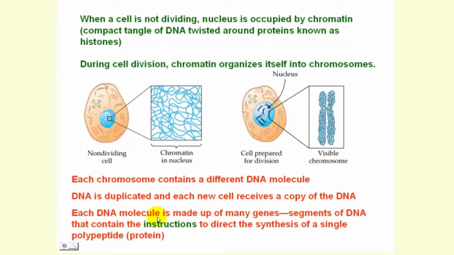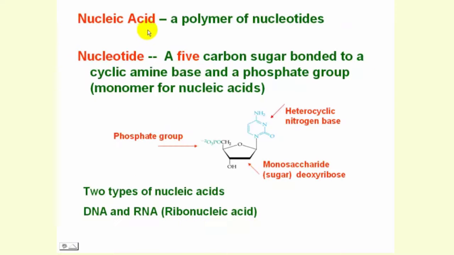Each DNA molecule is made up of many genes, segments of DNA that contain the instructions, if you will, to direct the synthesis of a single polypeptide, meaning a protein. Let's talk about a nucleic acid. Again, it's a polymer of nucleotides. So what is a nucleotide?